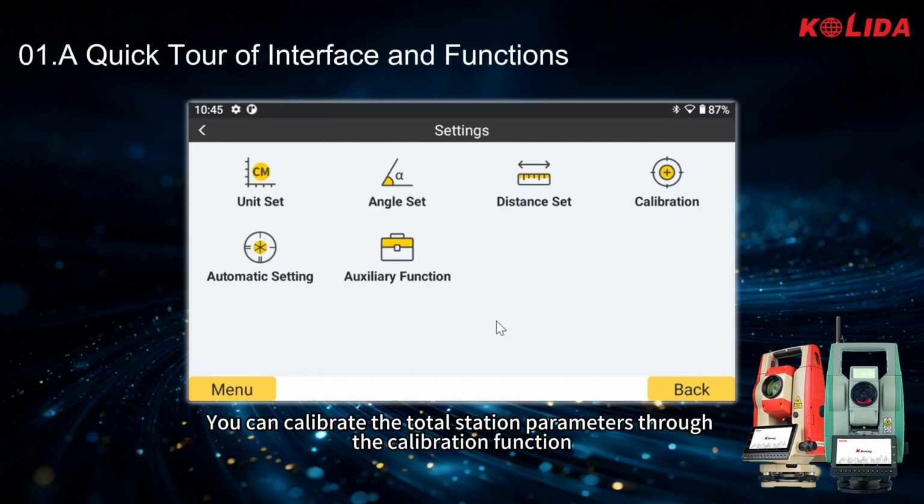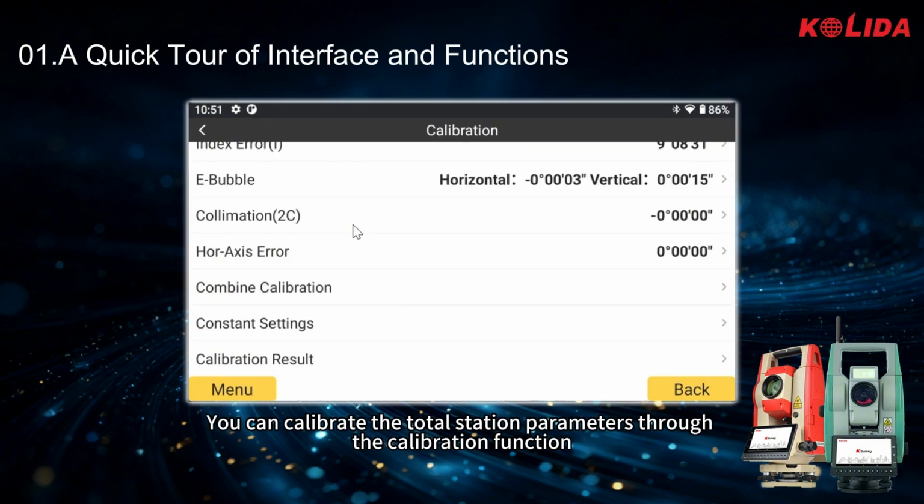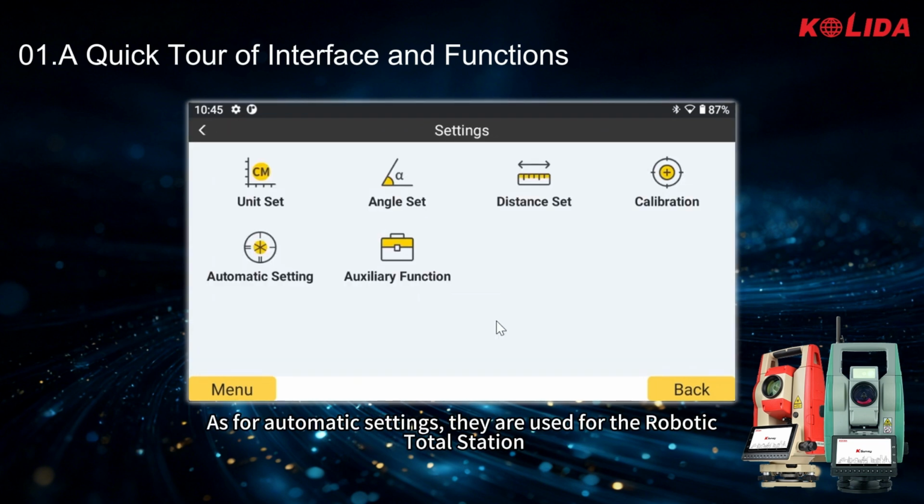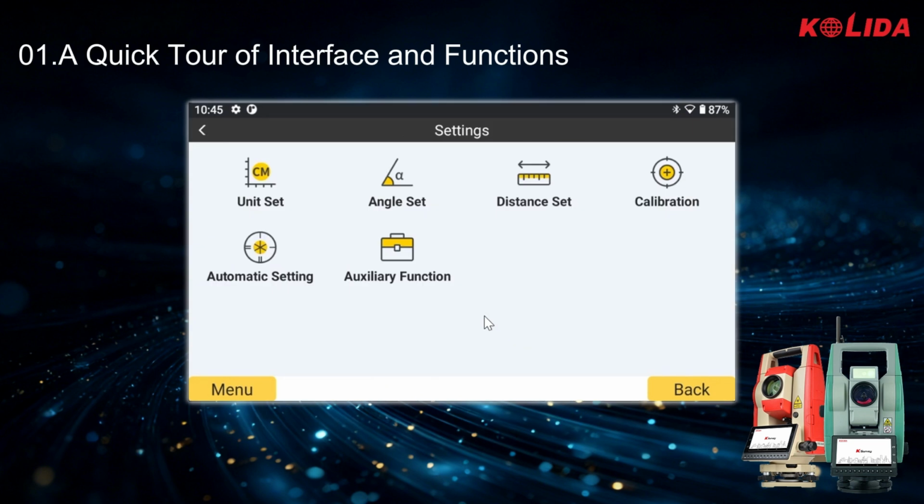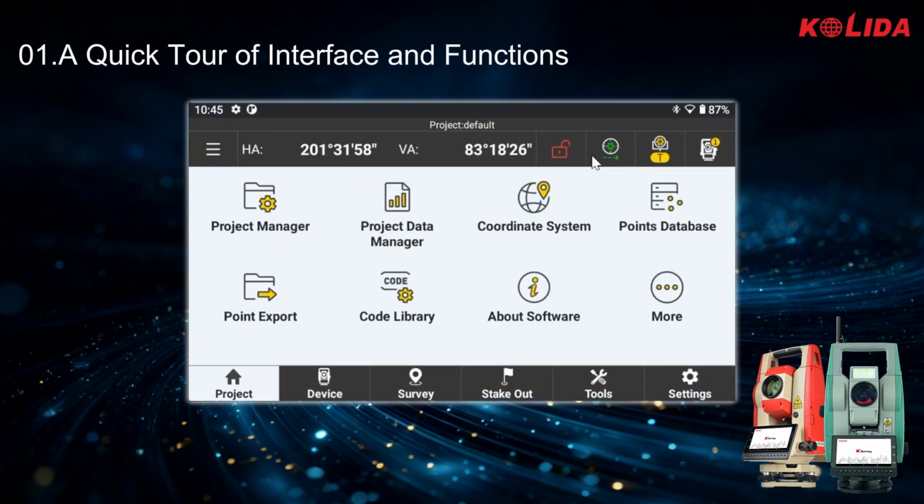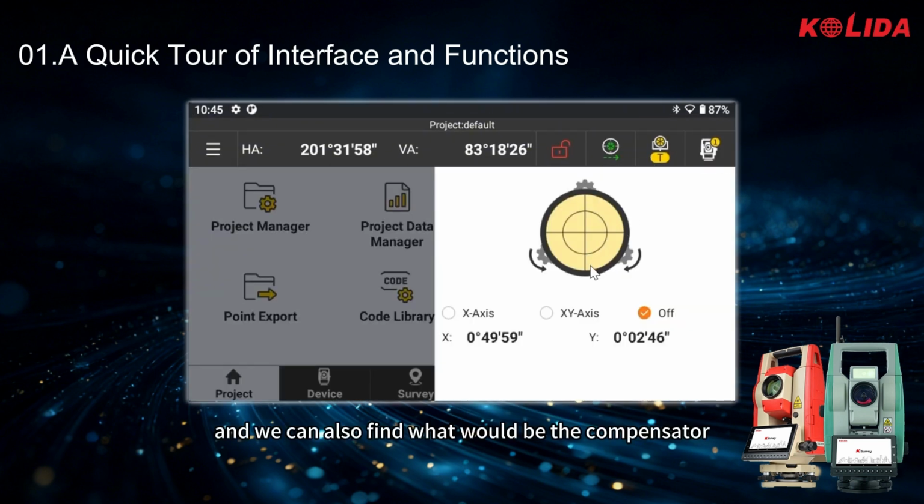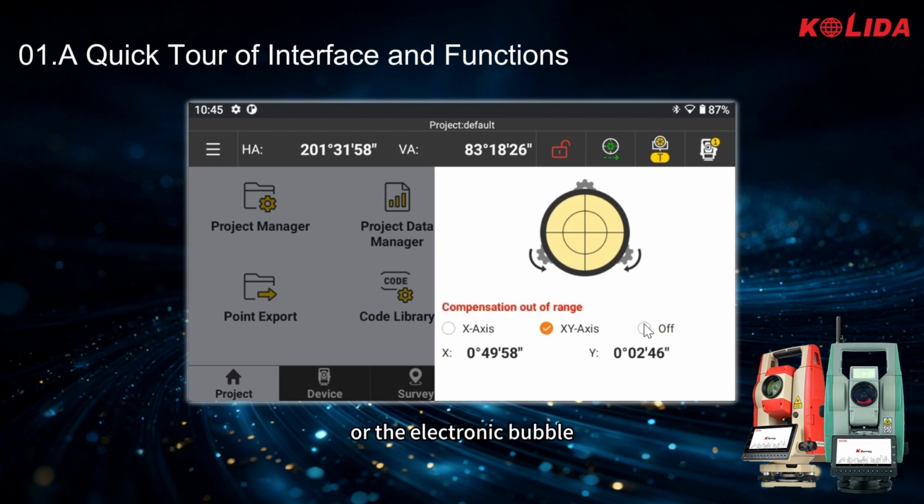Target type. You can calibrate the total station parameters through the calibration function. As for automatic settings, they are used for the robotic total station. And we can also find what would be the compensator, or the electronic bubble.